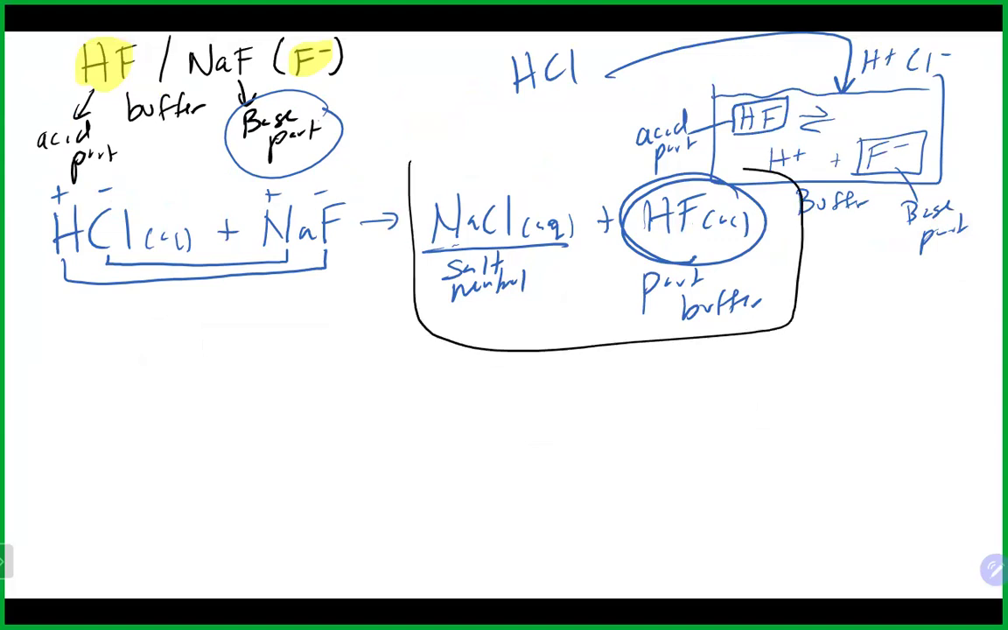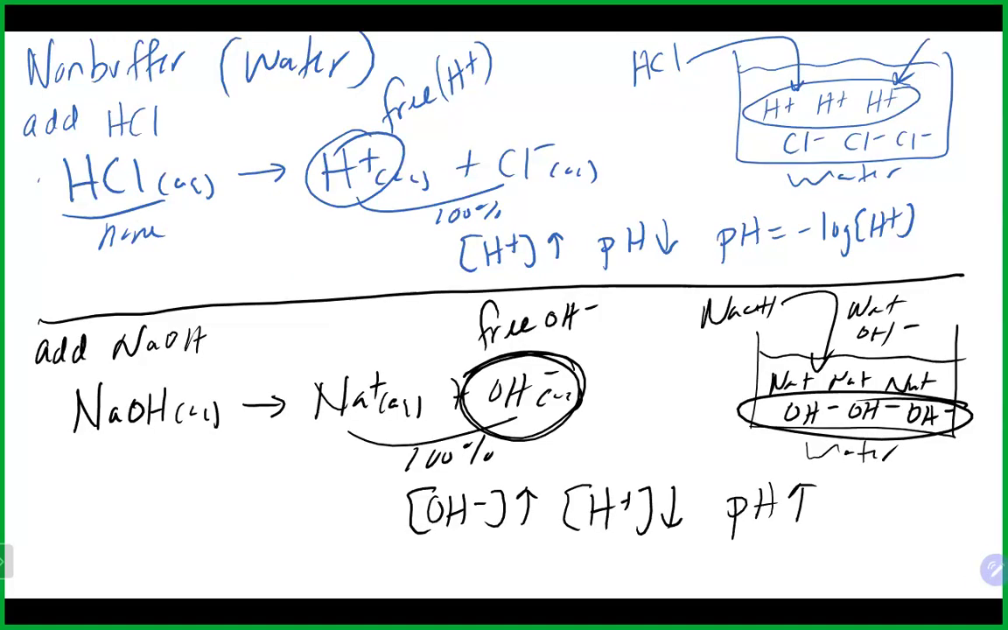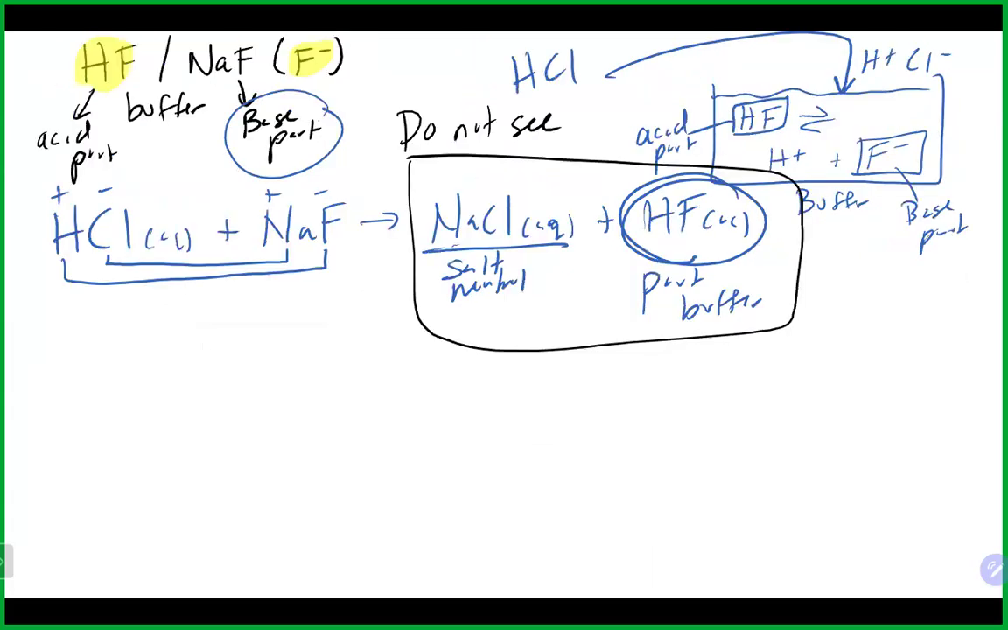It's actually what we do not see here that we did see when we added the acid to water. What did we see when we added the acid to water that we do not see when we added it to the buffer? When we added the acid to the water, what did we make? A bunch of H plus, right? We made a lot of free H plus in that solution. When we added that same acid to the buffer, we did not make any free H plus from that incoming acid.